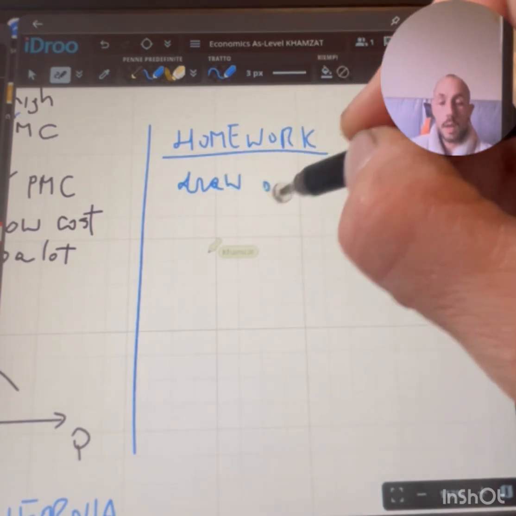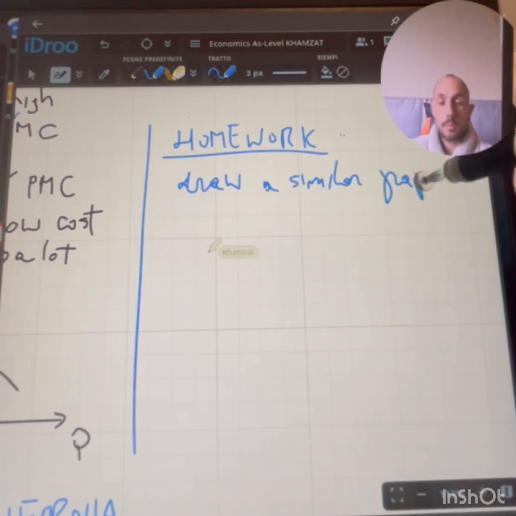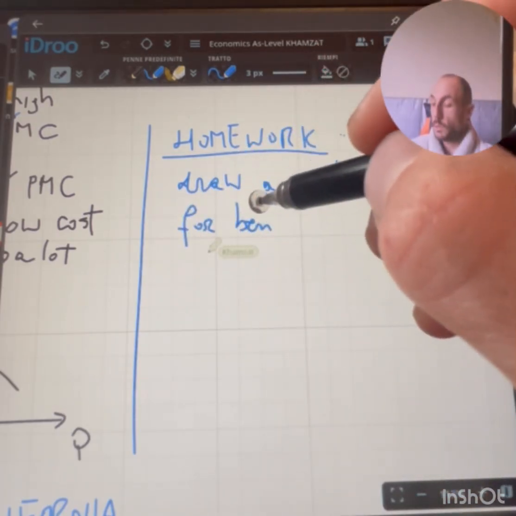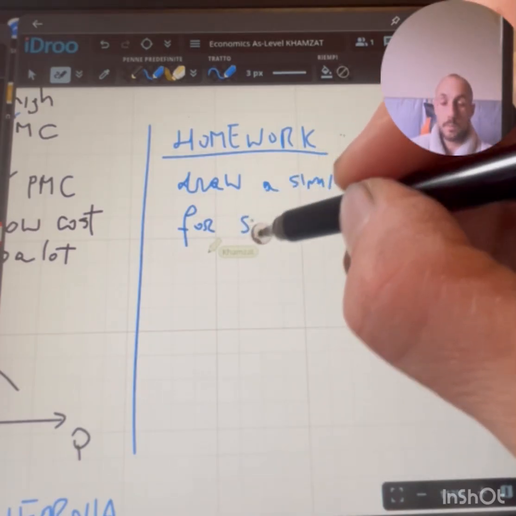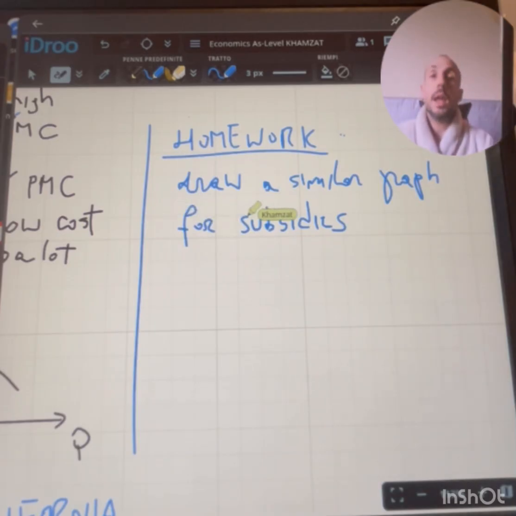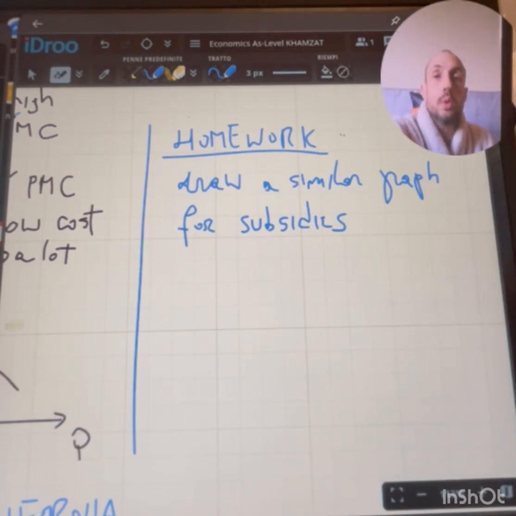Draw a similar graph for benefits, subsidies. I haven't explained, but I showed you what happens when there is too much production, so overproduction. What happens when things are underproduced? I would like you to think on your own and eventually send me something.